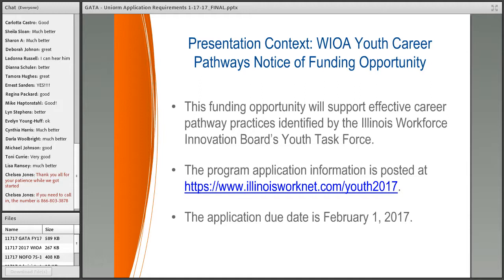So today's presentation is broken into two parts. Part one of the presentation will focus on the grant application pre-award phases, and part two will focus on the actual grant application and award documents.